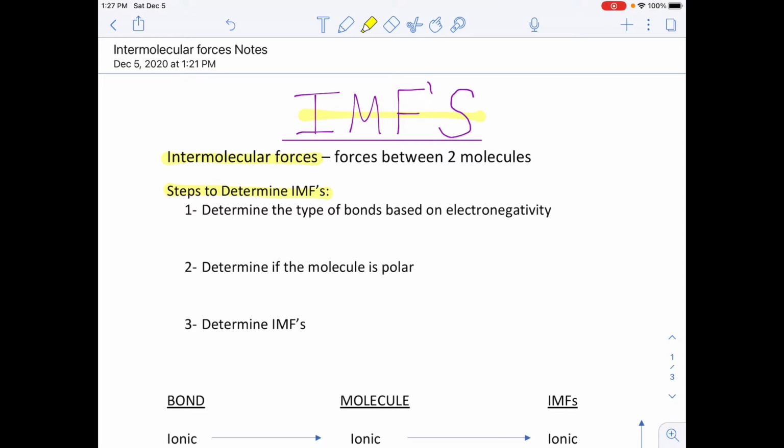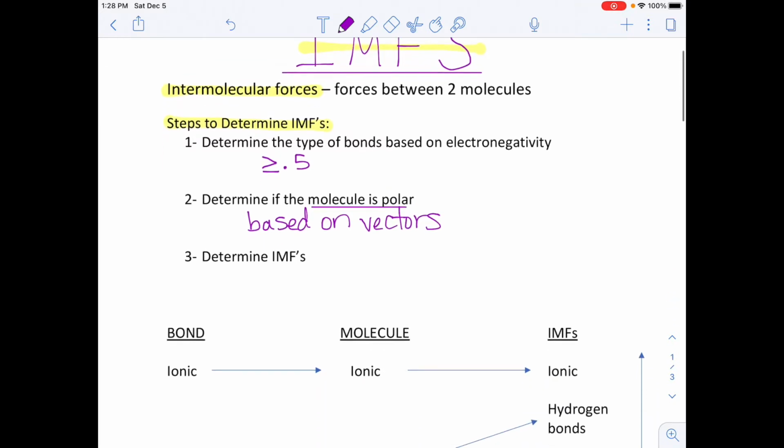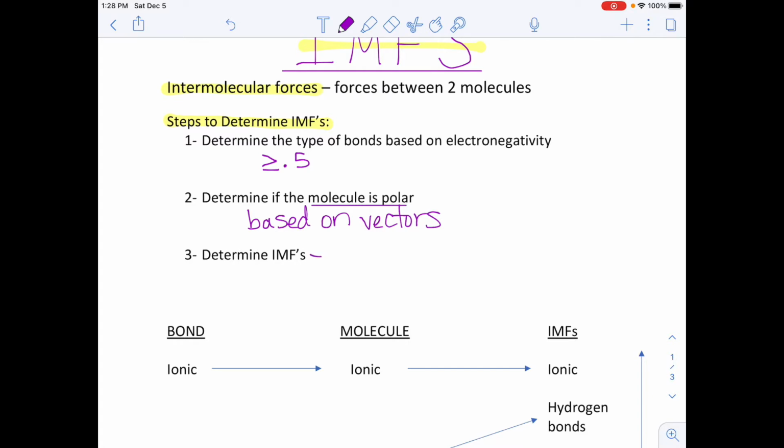The first step is to determine the type of bond you have based on electronegativity. So this is from the last part of this unit, when we were trying to figure out if a bond is polar, greater than or equal to 0.5. Then we have to look at whether or not the entire molecule is polar, not just the bonds, but the whole molecule structure, okay? And this is going to be based on vectors, which I'll go over in our examples. We're trying to see if that polarity cancels out. And then your last step is going to be to determine what type of intermolecular force it has.